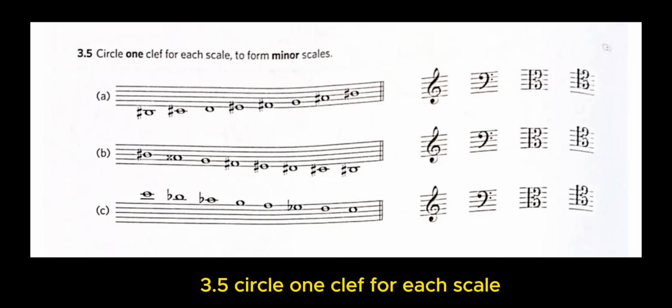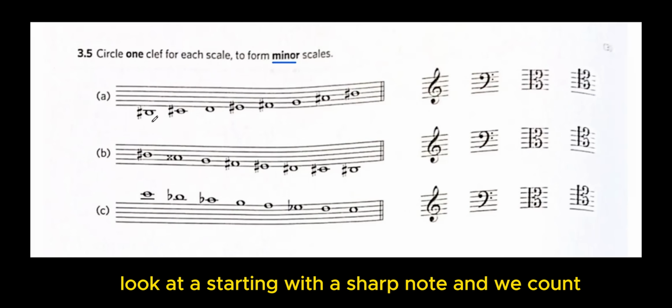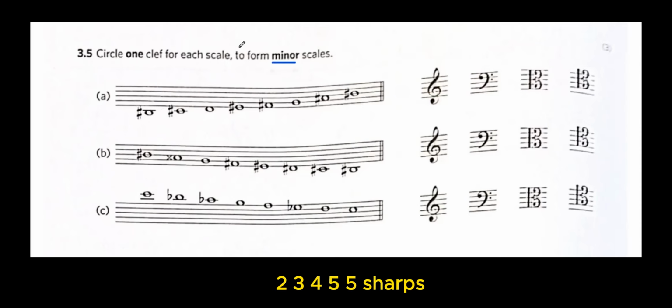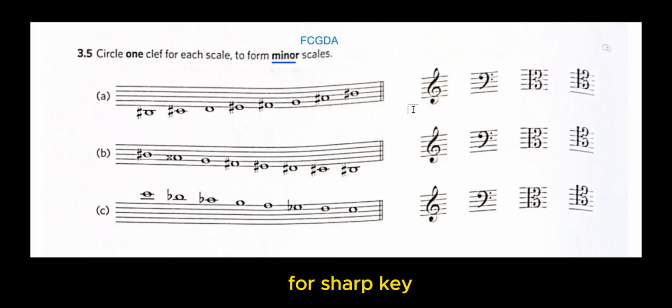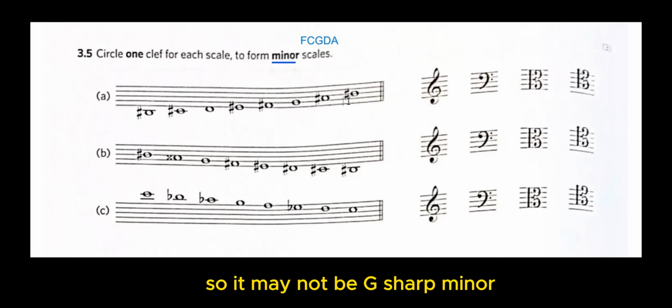3.5. Circle one clef for each scale to form minor scales. Remember, these are all minor scales. Look at A. Starting with a sharp note, and we count the total number of sharps: 1, 2, 3, 4, 5. 5 sharps. Let's put down the order of sharps. For a sharp key, if there are 5 sharps, it may be G sharp minor. But as we understand, G sharp minor will have an F double sharp, so it may not be G sharp minor. Let's go down to 4 sharps.